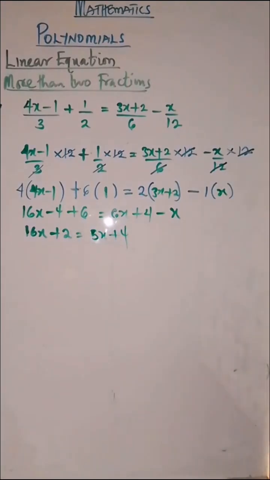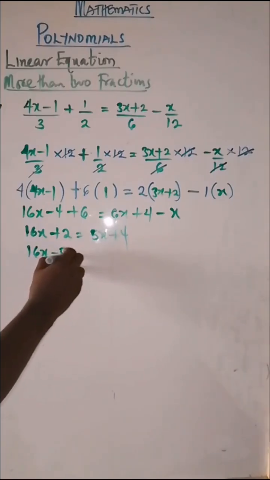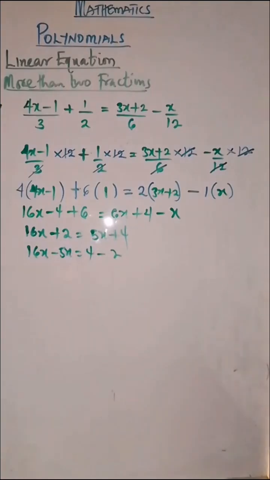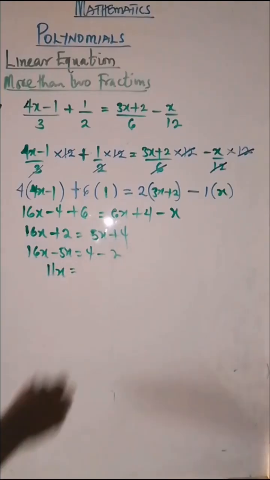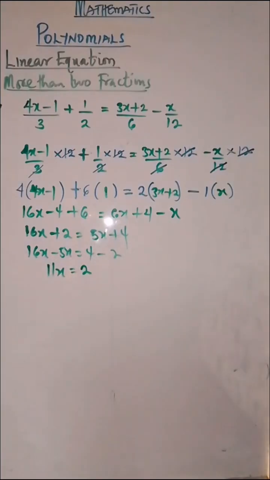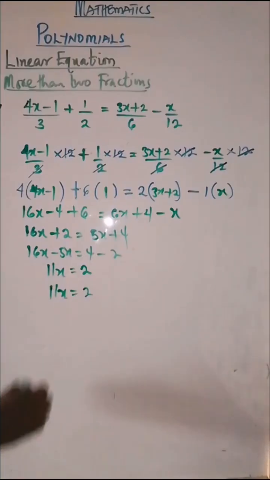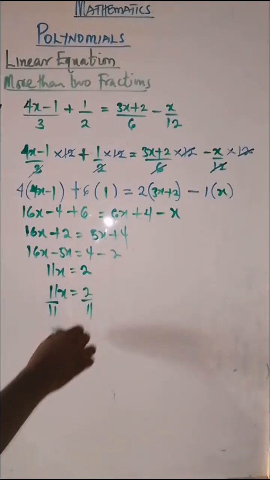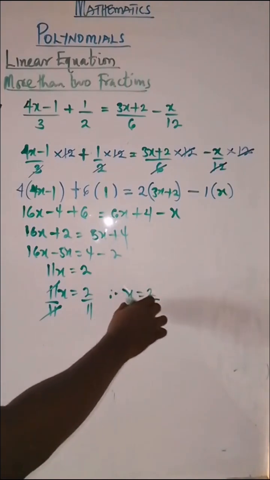Then here we can collect like terms. 5x is smaller, so I'll bring it here. 16x here remains minus 5x. 4 here remains minus 2. 16x minus 5x definitely gives 11x. 4 minus 2 is 2. To be able to get the value of x, we divide both sides by 11. Originally, we have 11x equals to 2, over 11 over 11. From here, this cancels this, so therefore x becomes 2 over 11.